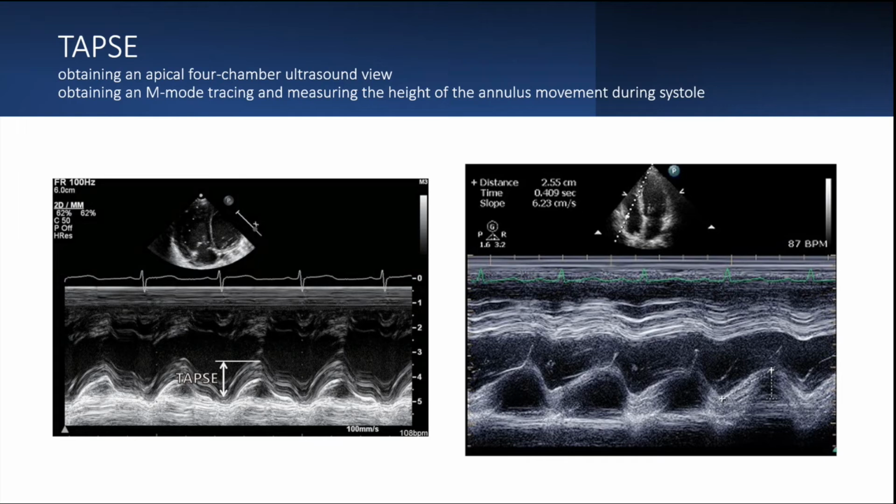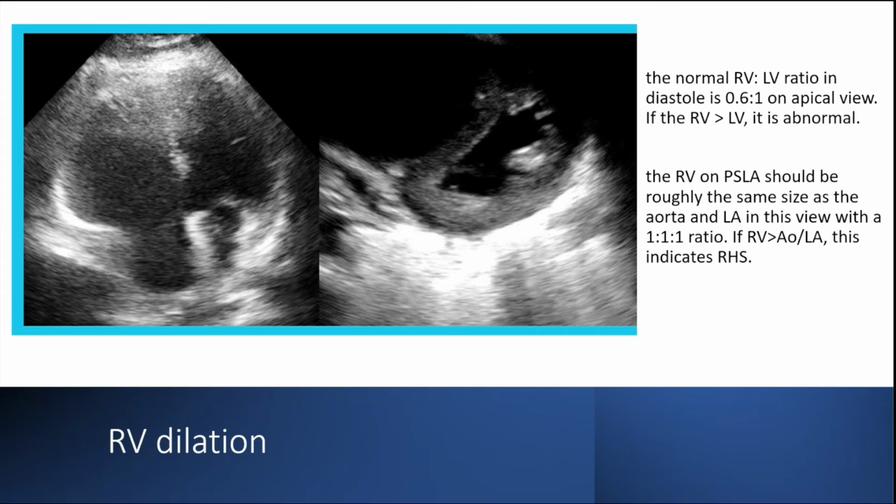It's a distance measurement. So if TAPSE is less than 17, it suggests RV dysfunction, and it can also be used as a sign in patients who have PE. Another sign in PE is RV dilation.